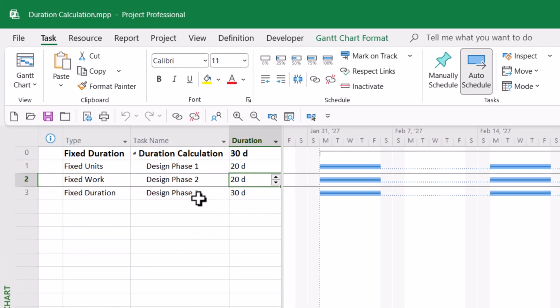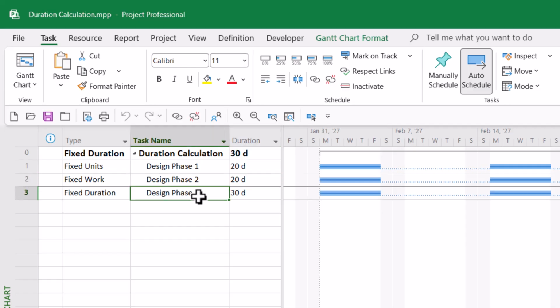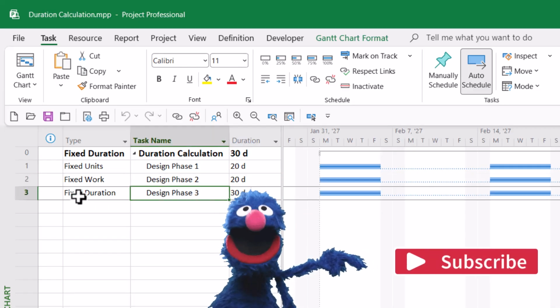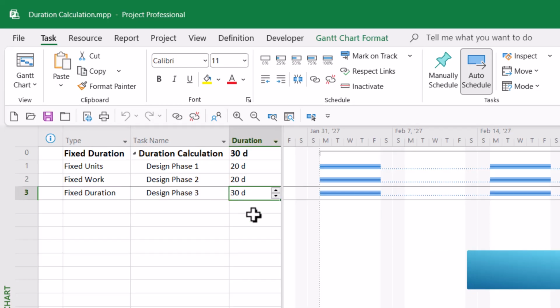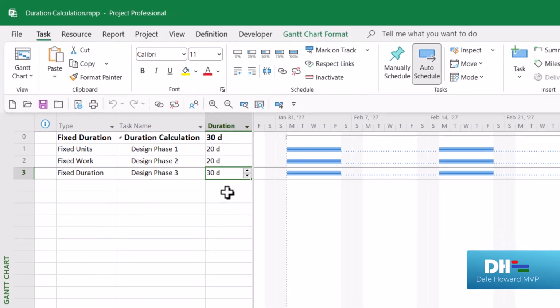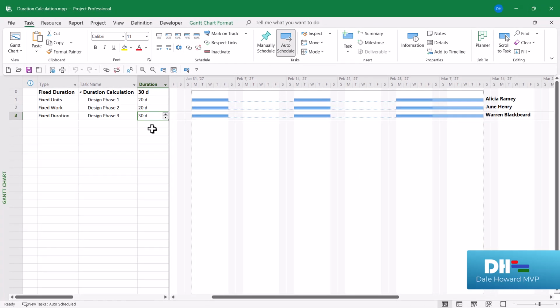But here's where things get really weird for the task Design Phase 3, which is a fixed duration task. Notice the duration is 30 days. How in the world did Microsoft Project come up with 30-day duration? Here's how. It includes the split periods as part of the overall duration.